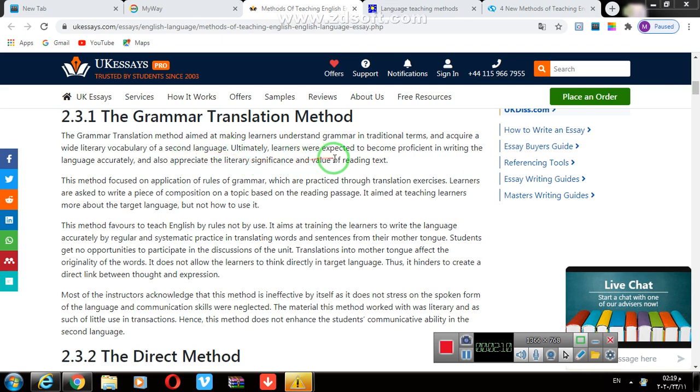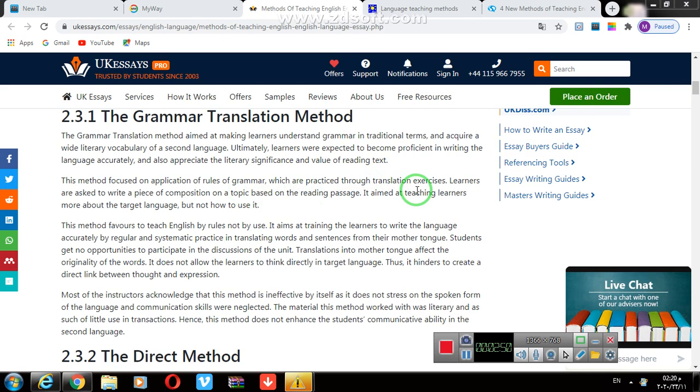Ultimately, learners were expected to become proficient in writing the language accurately and also appreciate the literary significance and value of reading text. So when our students learn the rules of grammar and learn vocabulary, they can write in a proficient way, in a skilled way, and they are going to read, write, and speak correctly according to rules.